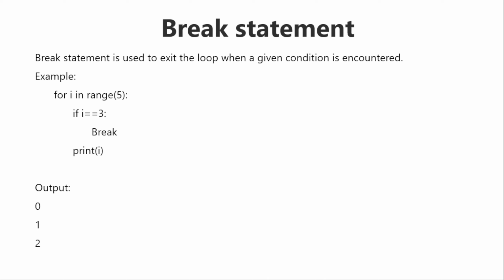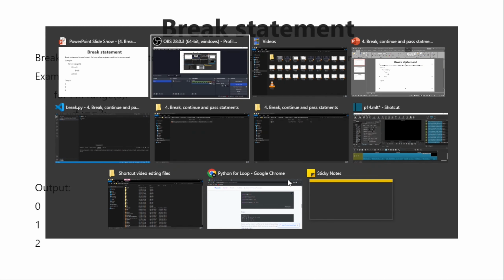For example, for i in range of 5, if i is equal to 3, you are telling the loop to break, and print the values. So for this example, the output will be 0, 1, 2. Let us execute this break statement in the code editor.